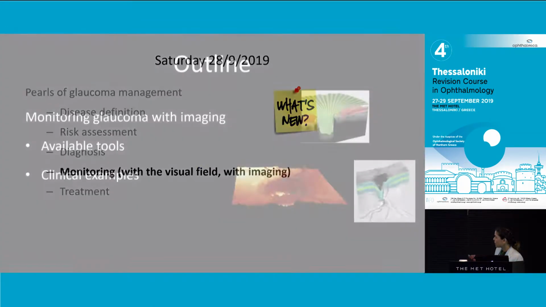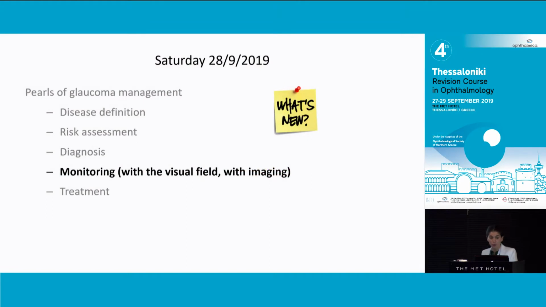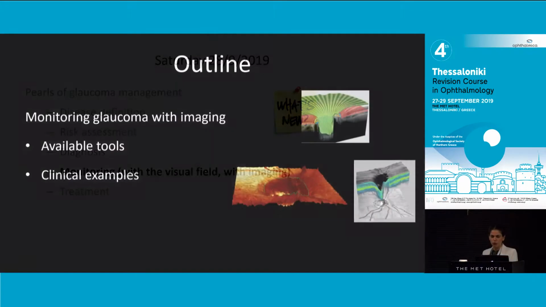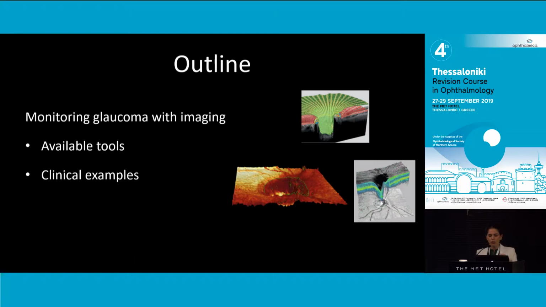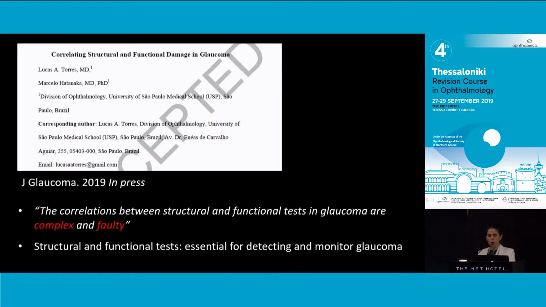And this is, again, a continuation from yesterday's topic about the management of glaucoma. So I am going to focus on what tools we have, and I'm going to give you some clinical examples from my clinic, everyday glaucoma patients. We know very well that the structure and function in glaucoma do not correlate very well. It's complex and it's faulty. So we all see these horrible looking nerves with beautiful visual fields and vice versa. For the same reason, you need both structure and function to monitor your patients.